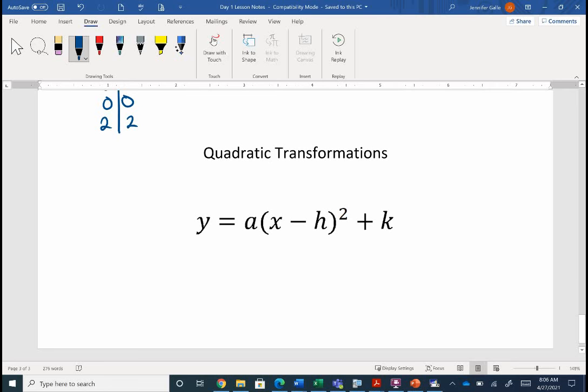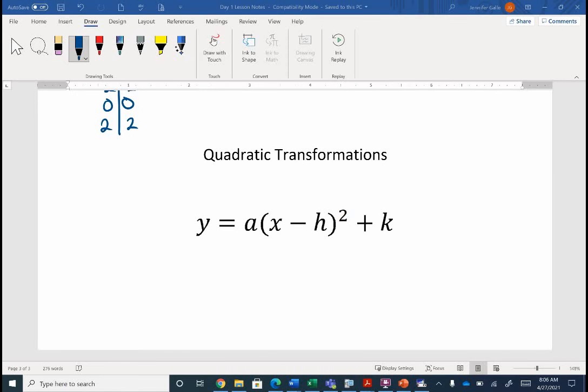Okay, so at the bottom of that second page of your packet, we're going to summarize everything we talked about in yesterday's lesson. We're going to talk about what each part of that equation, what transformation it causes. We're going to talk about those patterns we saw with our vertex, our axis of symmetry, and our range values. So we're going to get that all in one nice spot for you. So let's start with actually what we did first.